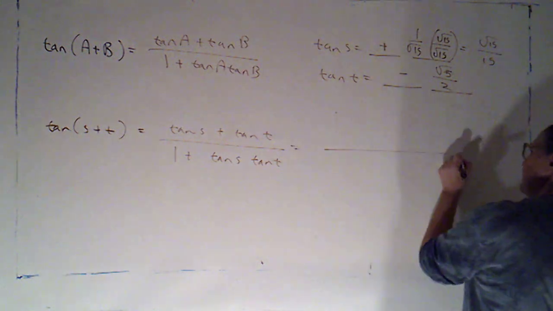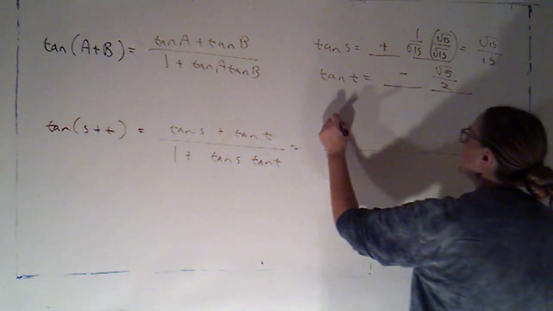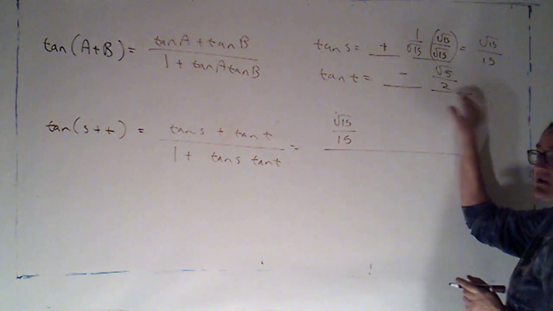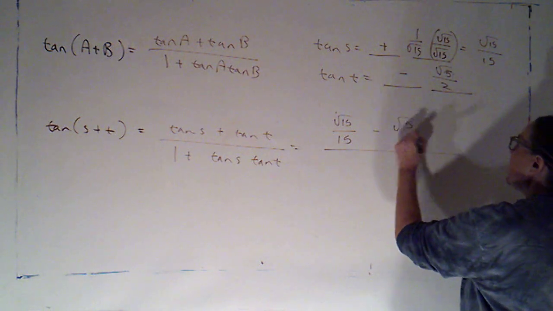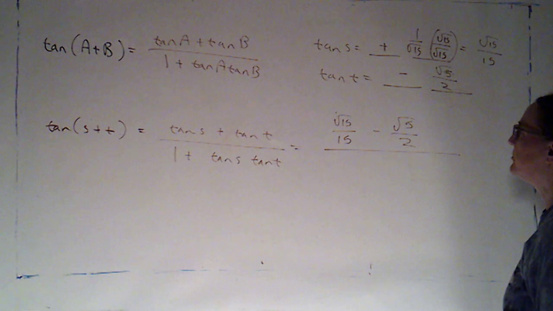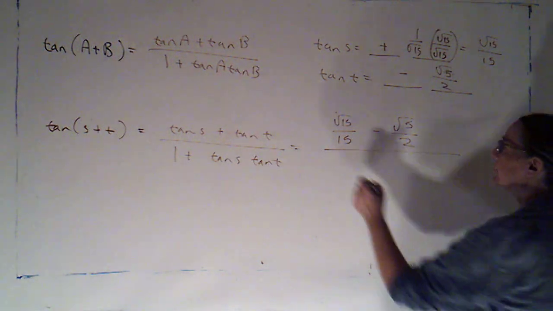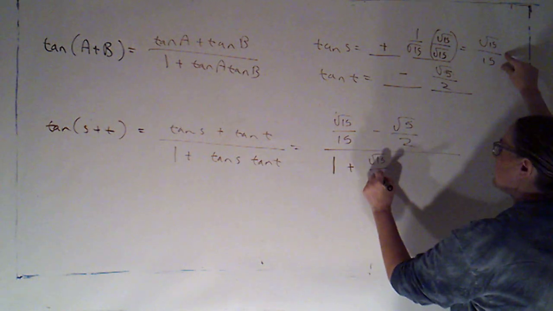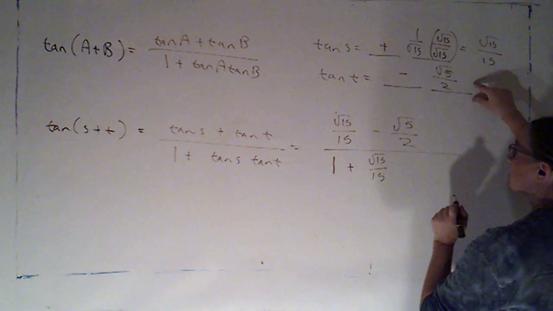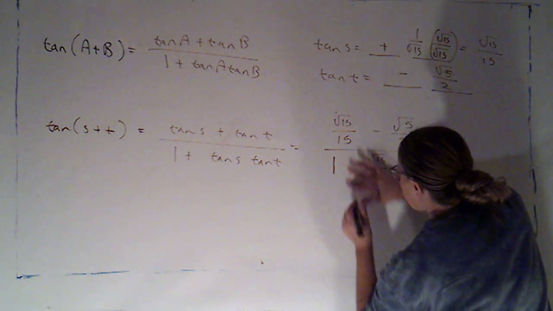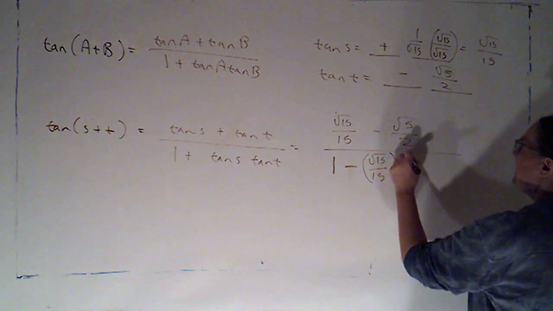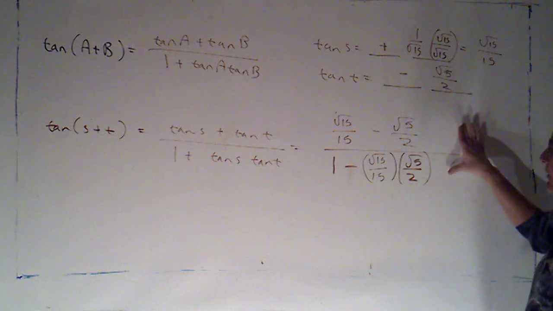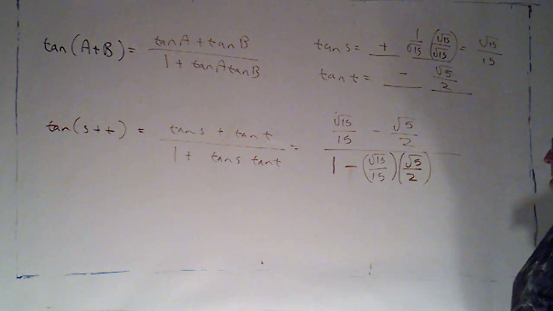So I've got those values figured out. Tangent of s was root 15 over 15 plus tangent of t, so I'm adding a negative root 5 over 2, which is just subtracting root 5 over 2, all over 1 plus tangent of s, which is root 15 over 15, times tangent of t. Now, since that's negative, I think I'm just going to bump the negative to the front there and make this then root 5 over 2. Now, that's the correct answer, but that is not simplified enough.